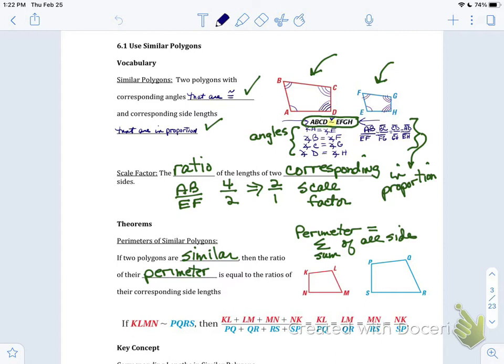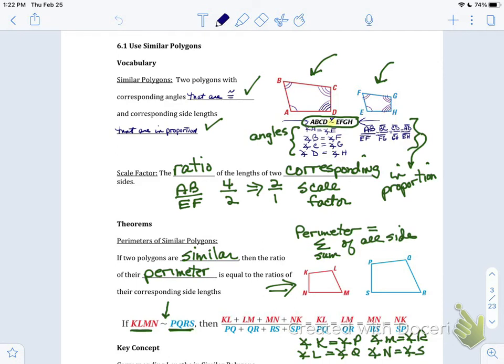All right, so down here, they establish this for us. So here's your similarity statement. I notice it's connected by this little tilde, which tells me that the two shapes are similar. Here are your two shapes. And you should be able to come up with the angles that are equal. So I'm going to do that down here. So angle K is going to be equal to angle P. Angle L is going to be equal to angle Q. Angle M is going to be equal to angle R. And angle N is going to be equal to angle S. Okay, so you have that.